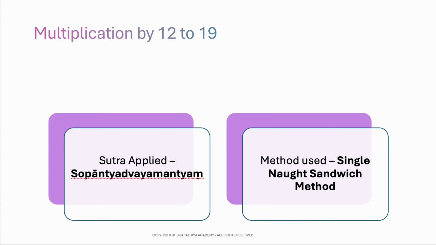Please repeat Sopantya Dvayamantyam. The sutra states that it is ultimate and twice the penultimate. Okay, so just remember for multiplication by 12 to 19, the sutra that we apply is Sopantya Dvayamantyam. The sutra states ultimate and twice the penultimate.